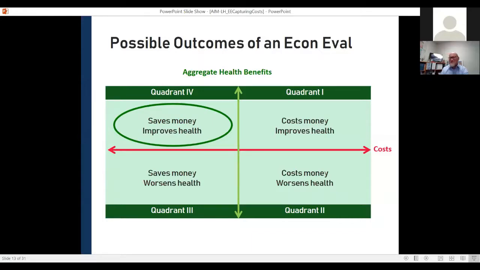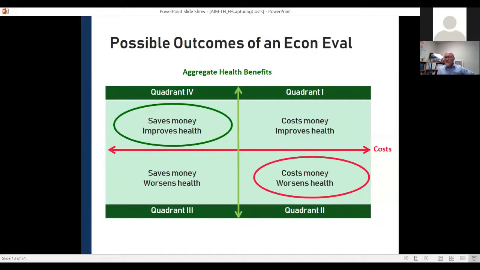2. Absolutely right, because that would be a terrible situation. We have limited resources, and now we're spending more money on an intervention, and actually people's health is worse off. The reality is, most of the time when we're making decisions about public health programs, we're often in quadrant 1 or 3.